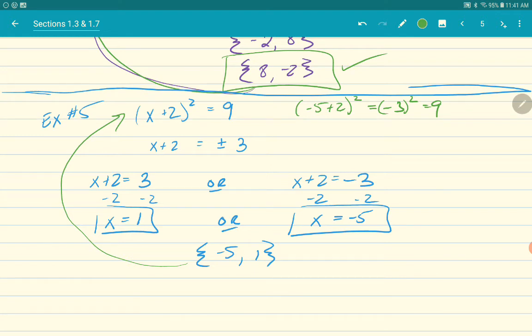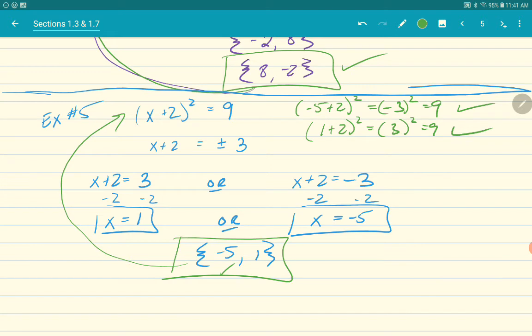Oh, I messed up. I was supposed to do a complex one. Okay, let's finish what we started here. Which is true, correct. That's checked. And if I plug in the 1, I get 1 plus 2 squared equals 3 squared, which equals 9 also. So both these solutions make that equation true. So that's my solution set.